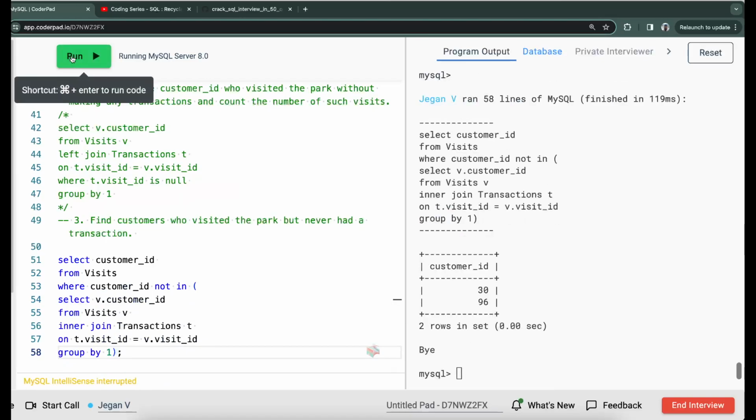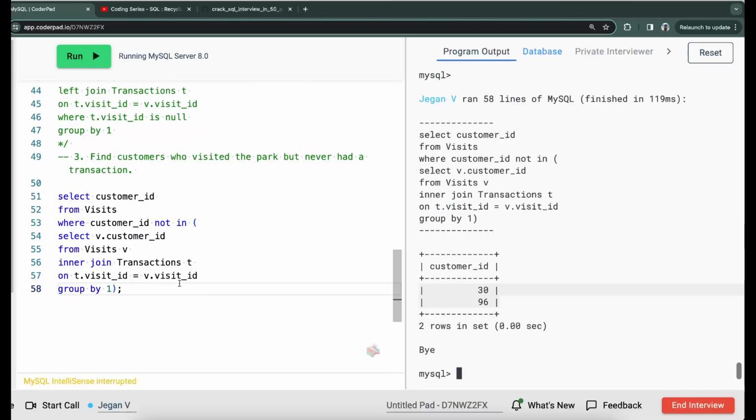Now if you run this, we see 30 and 96 are the 2 customers who had a visit but never had a transaction. How do we get never had a transaction? We just get all the customers who have a transaction and then we say the customers not in that list, not in the customers who had a transaction. So you get 30 and 96. So this is a subquery. Since we are talking about joins, how will you convert this to a basic join?